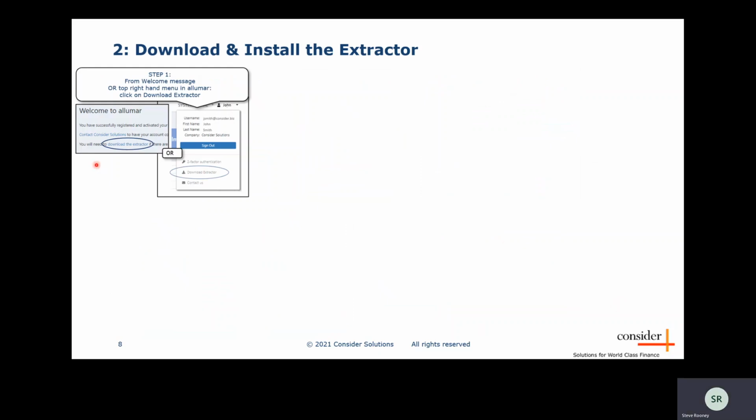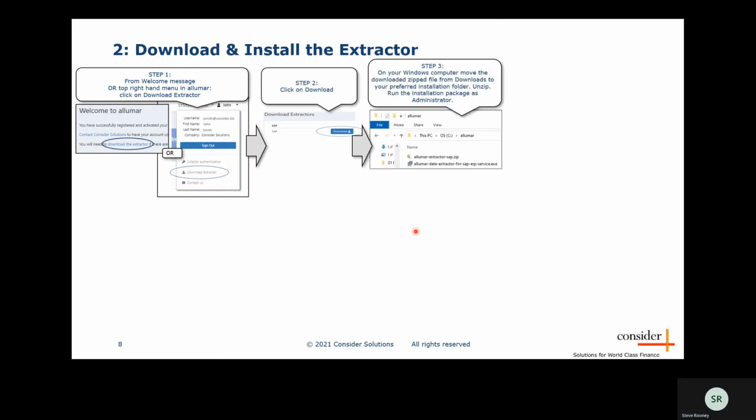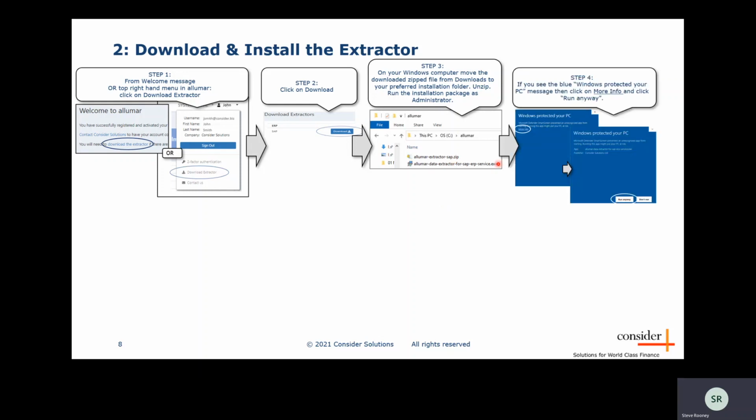From the welcome message, or alternatively, from the top right-hand menu in allumar, the same option is available to download the extractor. Click on download. A zip file will be downloaded to your Windows computer. Just move the zip file to your preferred installation folder and unzip. Then run the installation package as administrator.